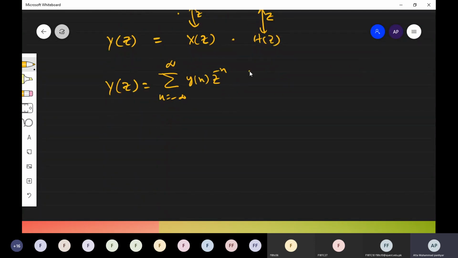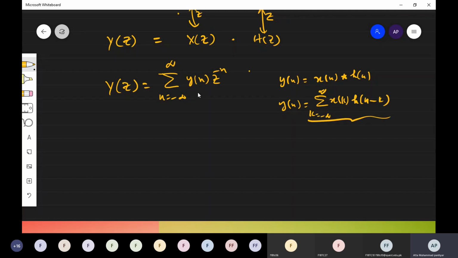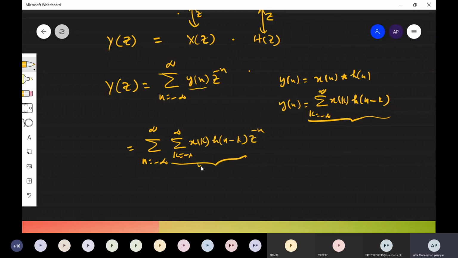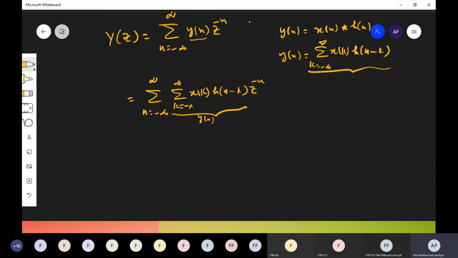So we know that y of n is equal to x of n convolved with h of n, and by definition this must be equal to summation k from minus infinity to infinity x of k h of n minus k, right? Now we replace this value in y of n, then what we get is summation n from minus infinity to infinity, again another summation, k from minus infinity to infinity x of k h of n minus k z power minus n, right?